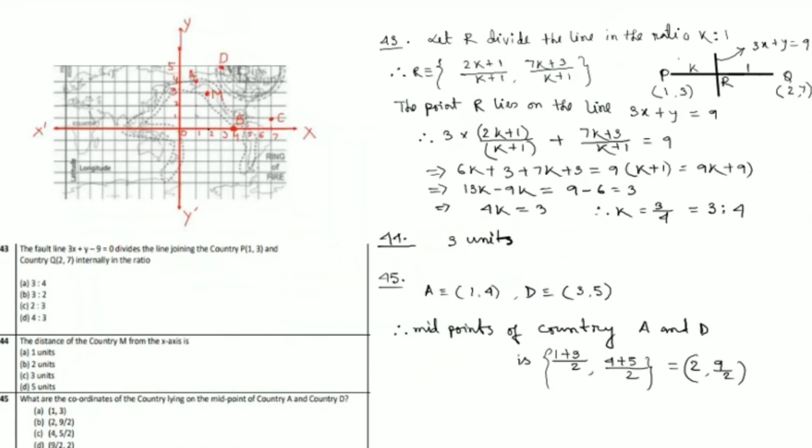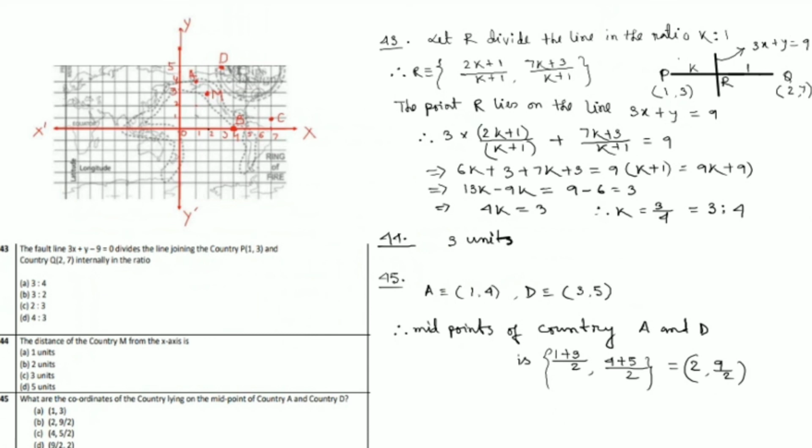Now we will see problem number 43. The line 3x + y - 9 = 0 divides the line segment joining points P and Q internally in the ratio 3:4, 3:2, 2:3, or 4:3. What will be the ratio? Let R divide the line in the ratio k:1. Let's suppose this is point P and this is Q and this is the line, and it intersects the line joining them at the point R, and R divides the line joining them in the ratio k:1. Therefore this portion will be k and this portion will be 1.